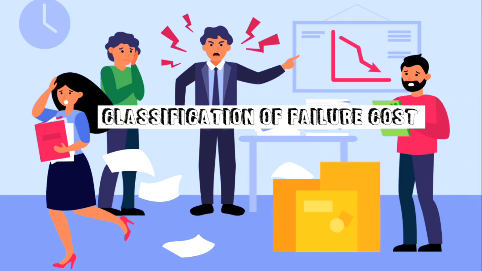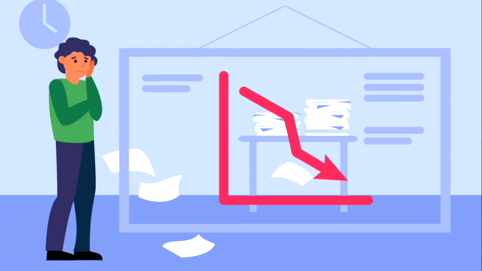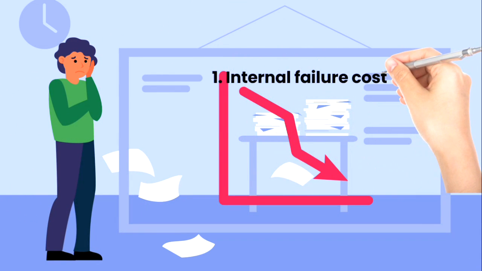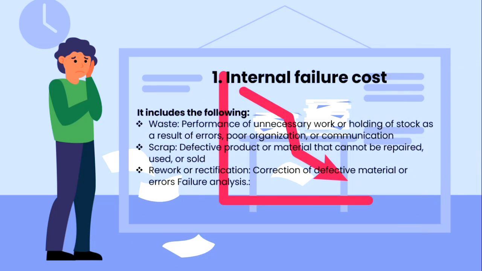Classification of failure cost. Internal failure costs are incurred to remedy defects discovered before the product or service is delivered to the customers. They could include the following: waste, performance of unnecessary work or holding of stock as a result of errors, poor organization or communication; scrap, defective product or materials that cannot be repaired, used, or sold; rework or rectification, corrections of defective materials or errors; and failure analysis.